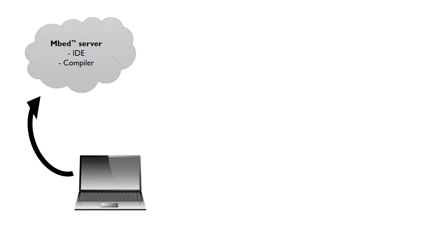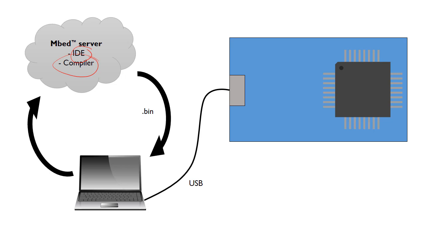So just to summarize this process, you've got your laptop or computer. It does mean you don't have to worry about having any tools installed. You can work on any computer. You log in to the Mbed website, the server. You write your code in the IDE, and then you compile your code. The compilation actually takes place in the cloud, and you download your .bin file. At that point, you plug your microcontroller development board into the USB port on your laptop.